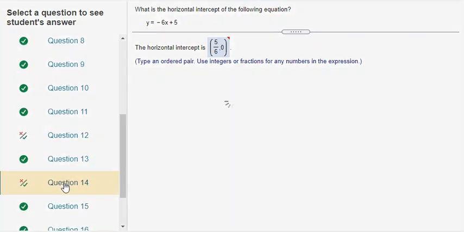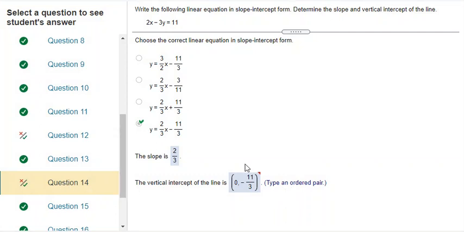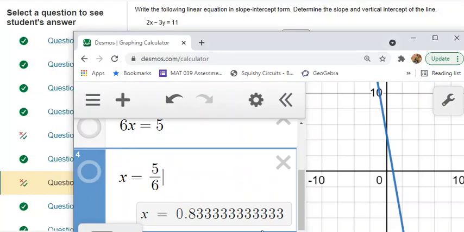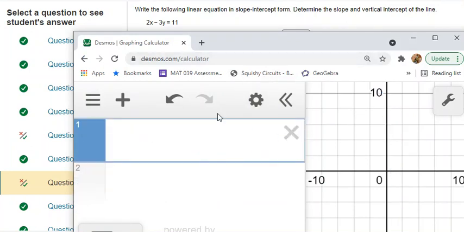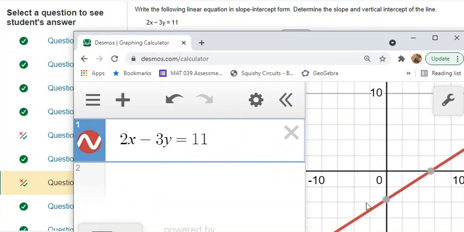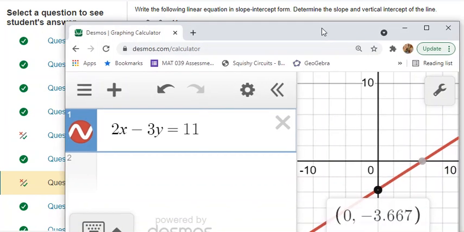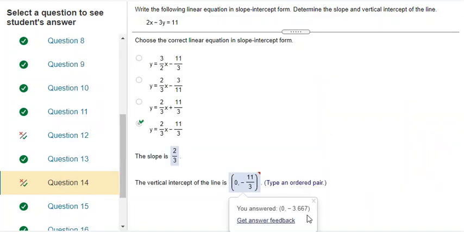I believe that's the same thing that might have happened here in number 14. For this one it's actually the vertical intercept, but if I pull up my decimals graph again for this one, the equation is 2x minus 3y equals 11. And you can see again that the vertical intercept is not at a whole number. So it is (0, negative 3.667), which was what was entered here, but we want to enter it as an exact value.